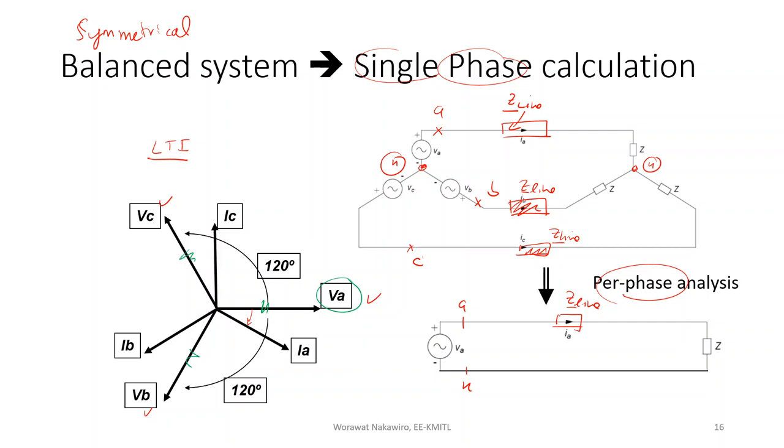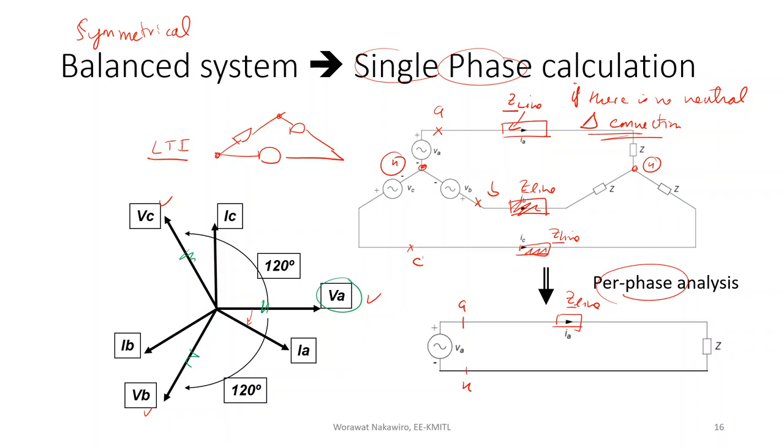Okay, and in the case that there is no neutral, for example, you have the delta connection. A delta connection looks like this, a triangular shape. We have the impedances, the three loads connected into the delta.